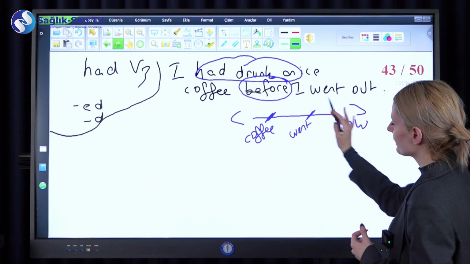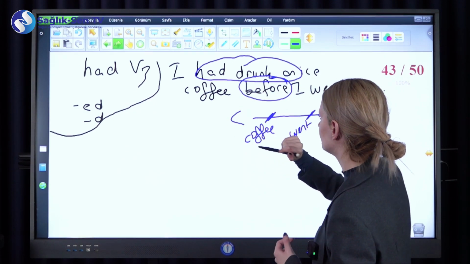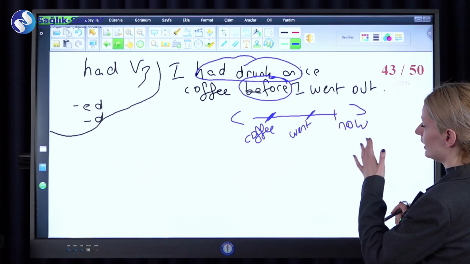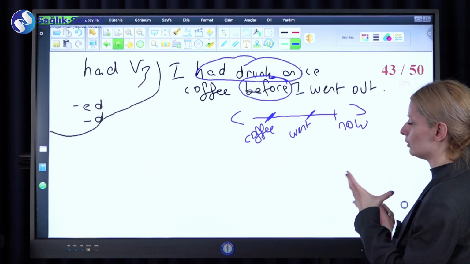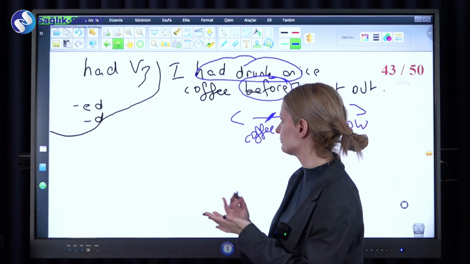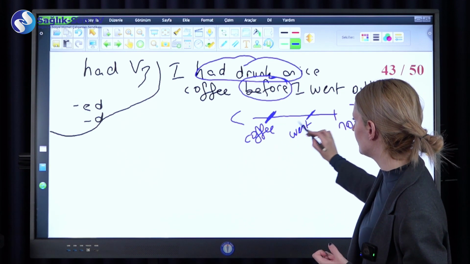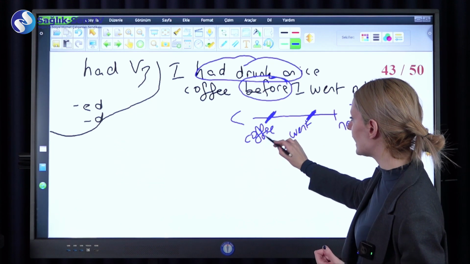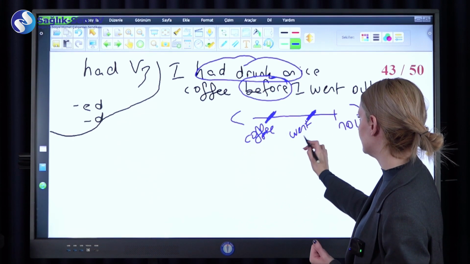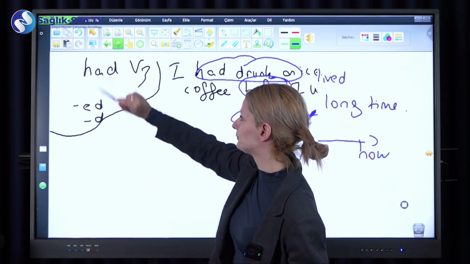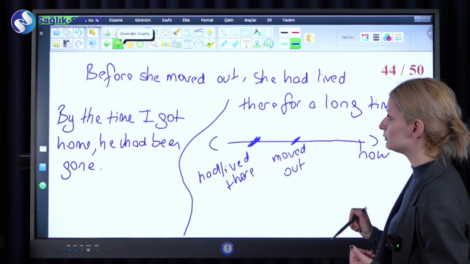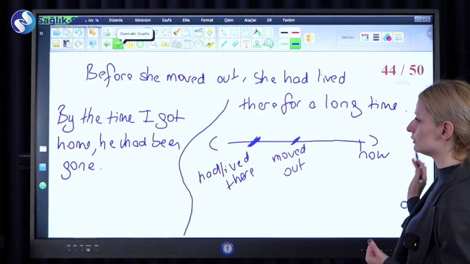And then we gave some examples. I had drunk a nice coffee before I went out. There is an order in the events happening. I drank coffee here, I went out here. This happened way before the second action. Before she moved out, she had lived there for a long time.